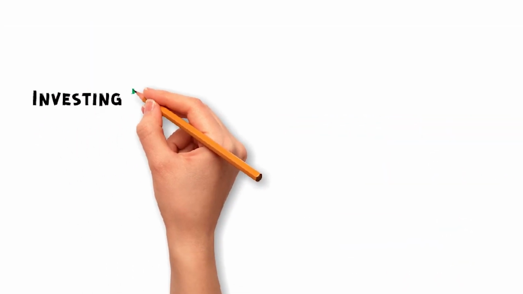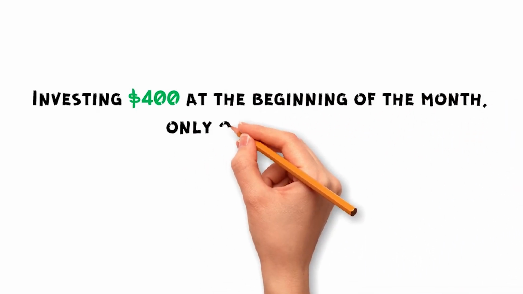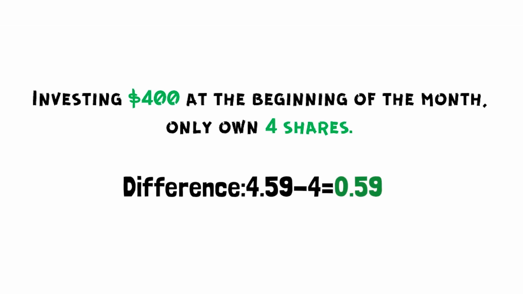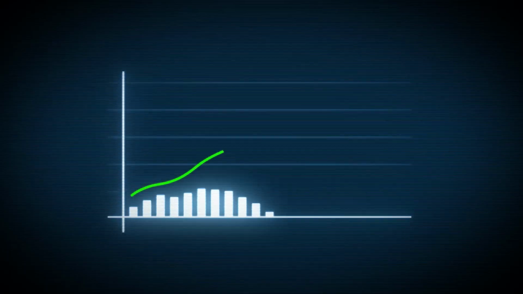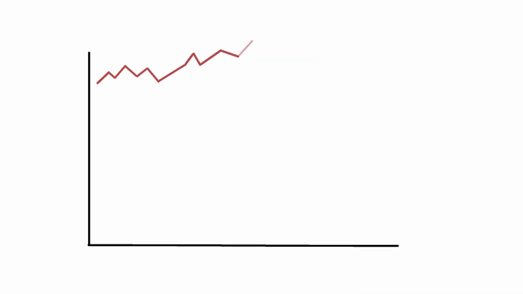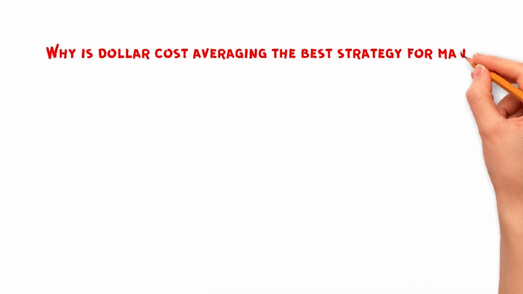If you invested $400 only one time at the beginning of the month, you could only own 4 shares of the stocks. The extra 0.59 share of the stock may not seem like much, but it will make a big difference if you are consistently investing for decades. During a stock market crash, this strategy allows you to buy more shares with the same amount of money. Why is dollar-cost averaging the best strategy for many?